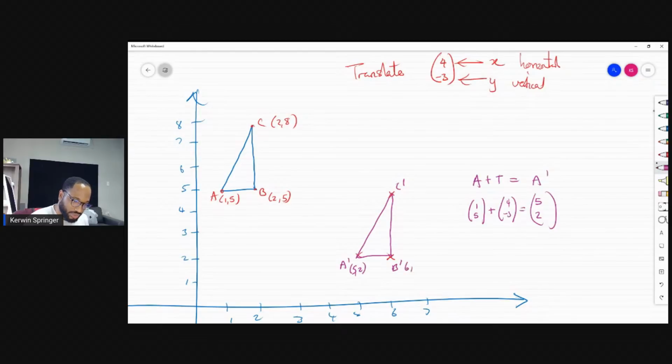Similarly, this one will be 6, 2. And this one will be 6, 5. You could verify it. That's translation right there.